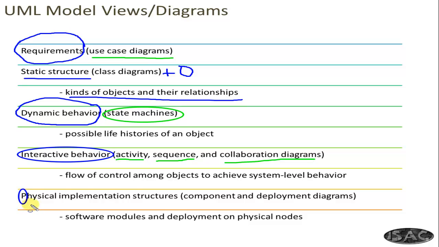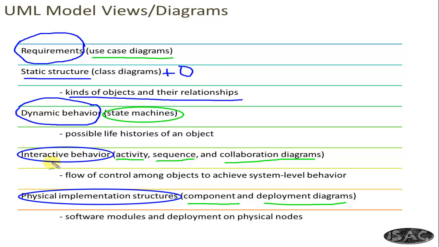For physical implementation structure, let us assume you want to declare how the system will be deployed, where the components will live, how they will interact, and at that time we use the component and deployment diagram. So these are the various things which you do to create these diagrams. You do the complete requirement analysis to create the use case diagram. You understand the dynamic behavior to create the state chart diagram. You understand the static structure to create the class diagram and object diagram.